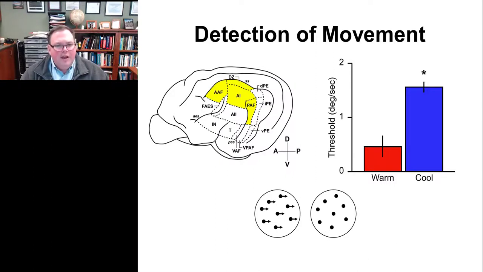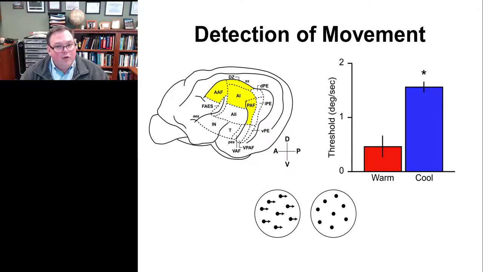Once again, we're going to deactivate all four areas simultaneously while the animals perform this discrimination. And here what we found is the red bar is performance of the deaf animals, and the blue bar is performance of the deaf animals when all four areas were simultaneously deactivated.